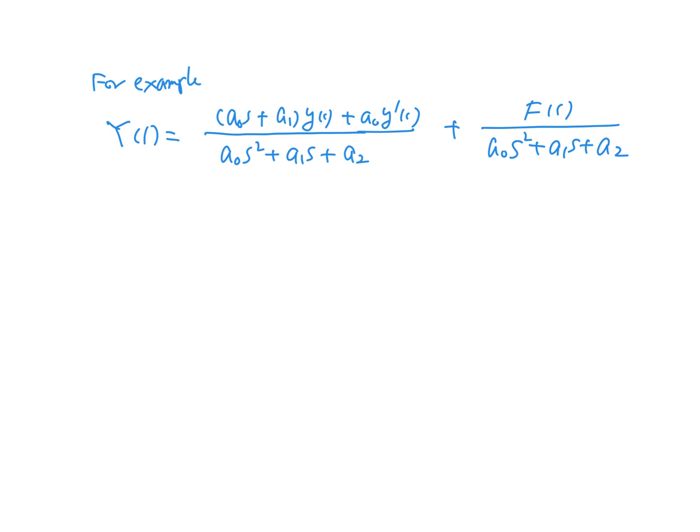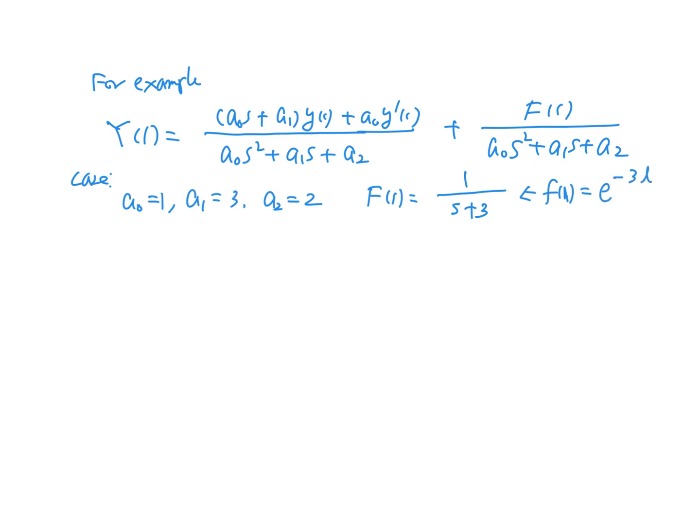Let me see. Let's go back. Let me check my memory. A0 is... so let's set some things. A0 is one case. A1 is 3. A2 is 2. And F of s, so that means f of t was what? Exponential minus 3t, right?